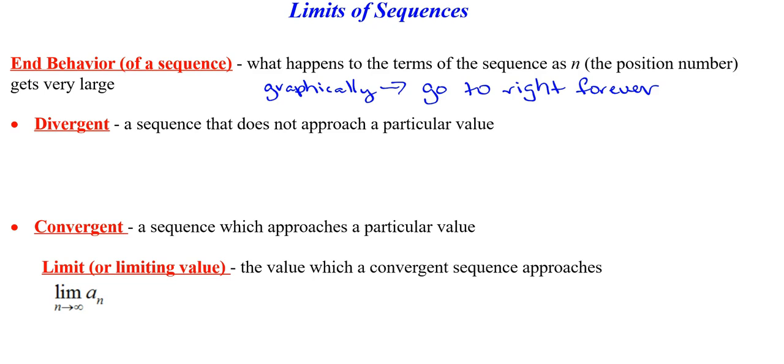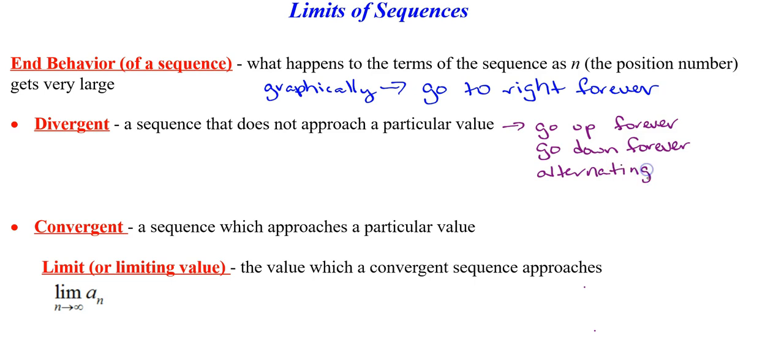Basically, that end behavior can be classified into one of two things. Every sequence is either convergent or divergent. A divergent sequence is a sequence that does not approach a particular value. So it could go up forever, or it could go down forever, or possibly it could be alternating between two values, or alternating between going up forever and down forever, or doing some other kind of chaotic behavior.